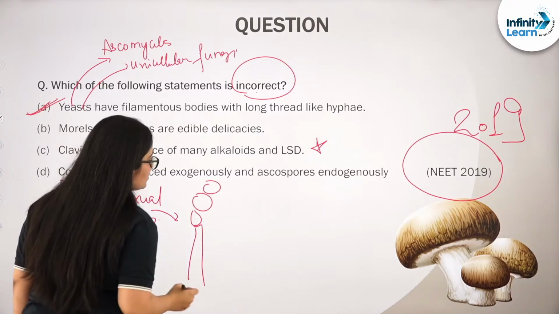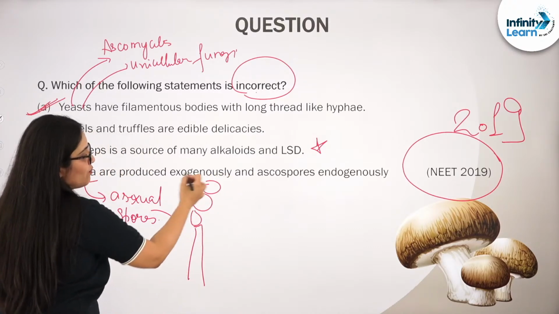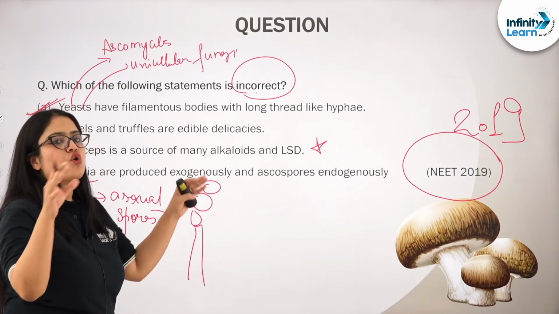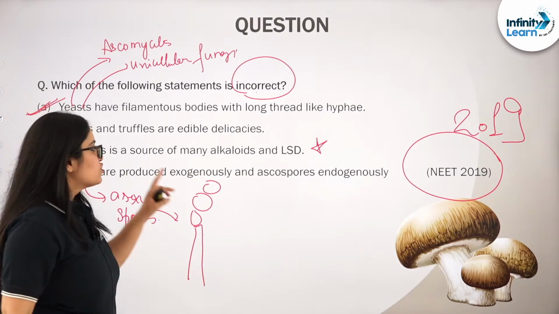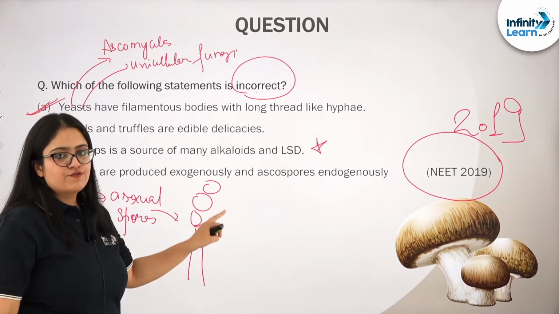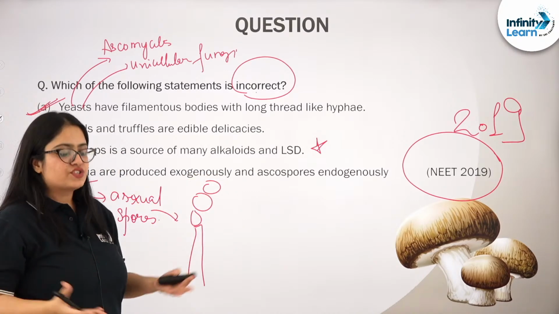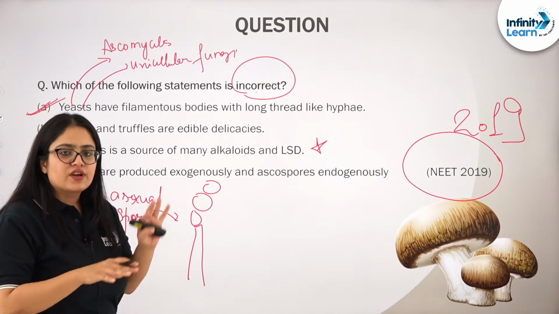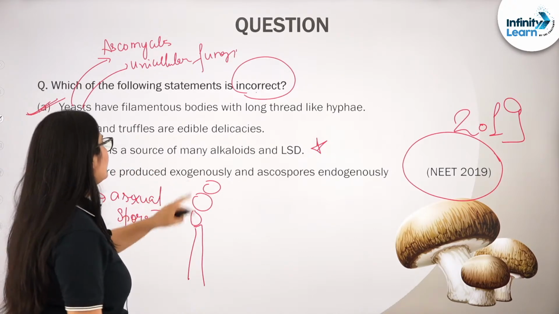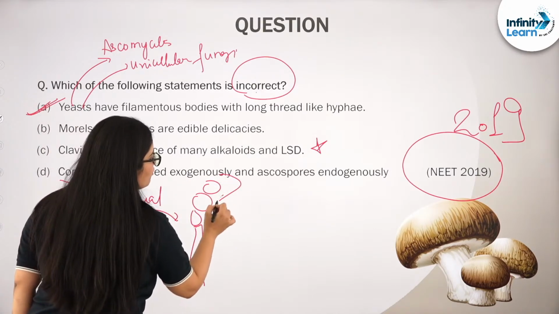So remember, students, when conidia are formed, they are not enclosed in a closed structure. While these conidia are getting formed or synthesized, they are not enclosed during formation in a closed structure. Hence the formation of conidia is exogenous.